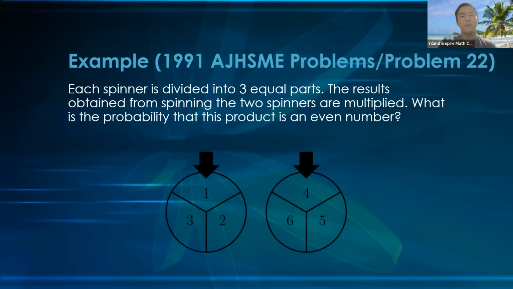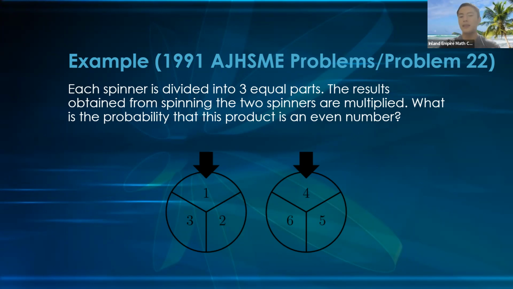Okay, so now let's put that idea into practice and do a quick example. This is a problem from the 1991 AJHSME, which is like the precursor of the AMC contest, and it's a pretty neat little probability problem. Each spinner is divided into 3 equal parts. The results obtained from spinning the 2 spinners are multiplied. What is the probability that this product is an even number?